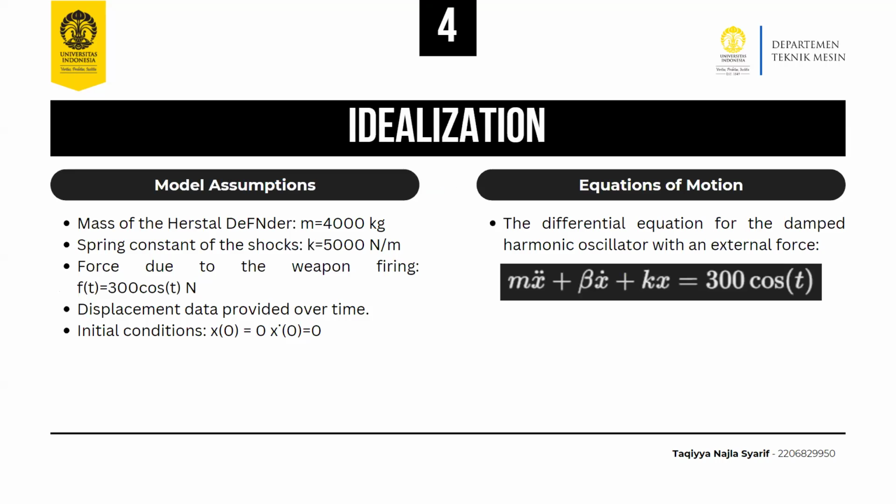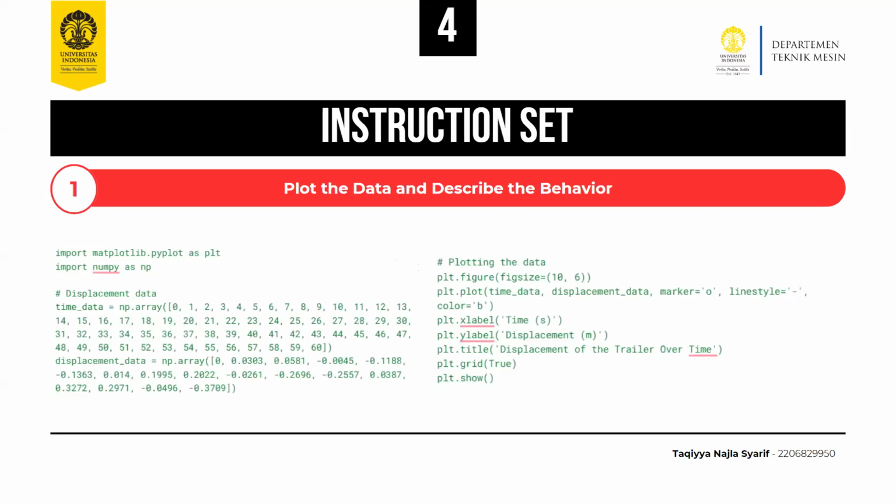Okay, this is the idealization. We have model assumption and equation of motion. In model assumption, we know the mass of the Hairstyle Defender, the spring constant of the shock, the force due to the weapon firing, the displacement data provided over time, and the initial condition. For the equation of motion, the differential equation for the damped harmonic oscillation with an external force is given by the slide.